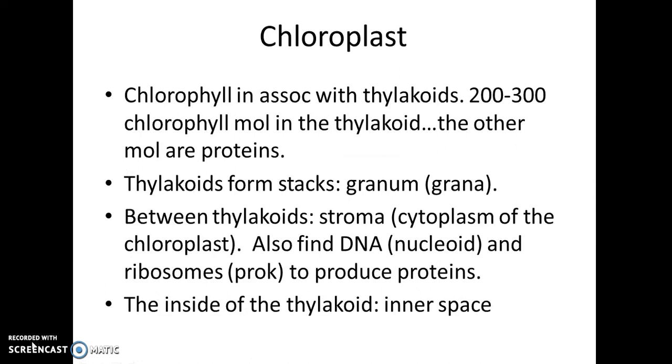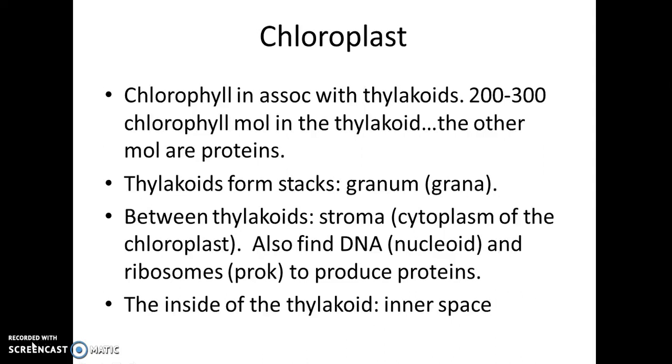The chloroplast is the organelle necessary for photosynthesis, and it contains chlorophyll in association with thylakoids. I'm going to show you what thylakoids are in a moment. There are 200 to 300 chlorophyll molecules found within the thylakoid. In addition, there are carotenoids and other proteins within that thylakoid. Thylakoids can form stacks, and a stack is called a granum. Many stacks would be grana.